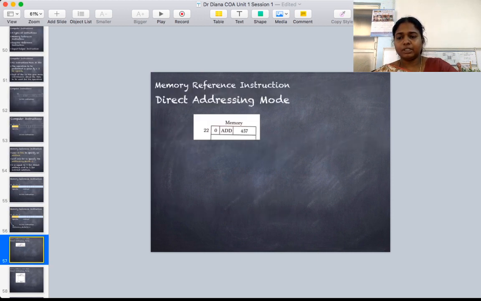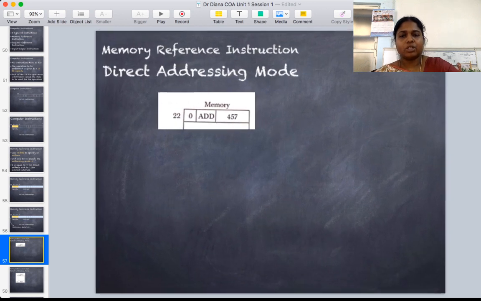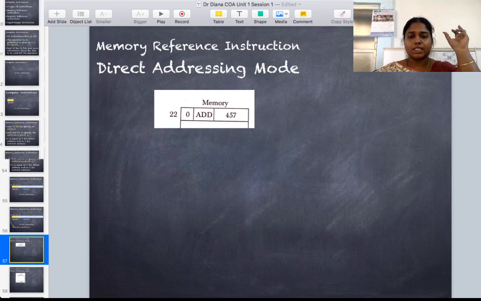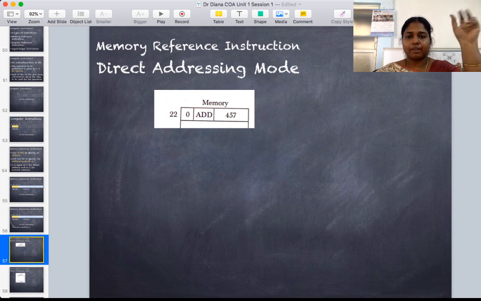Imagine this is the direct addressing mode. When I say direct, it means the first bit should be placed at 0, and then I have a 3-bit opcode. Here I have mentioned that it is add. So add is the opcode that I have, and I have an address which is 457. When I look at this, what do I understand? This is an instruction. This instruction is available in memory at memory location 22. So 22 is the location in which this instruction is stored.